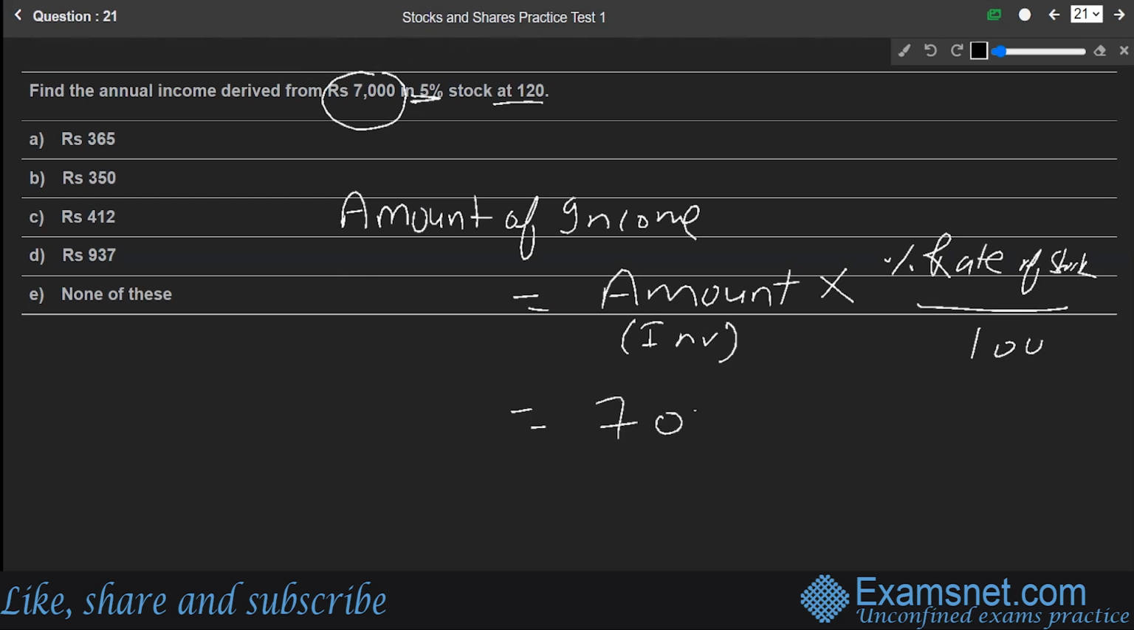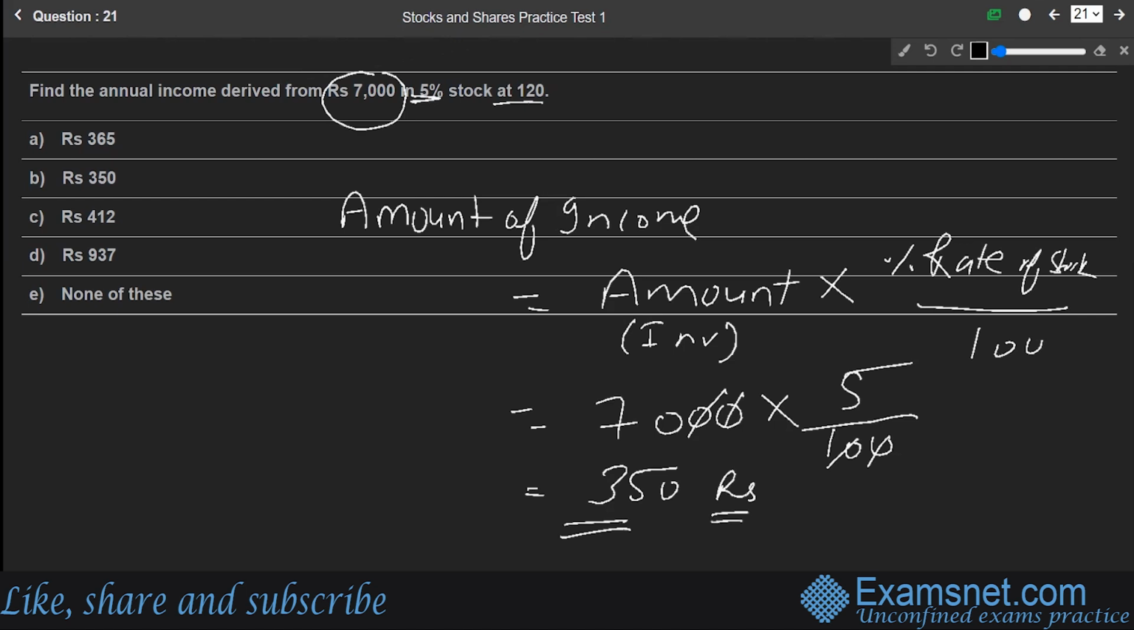So the amount of investment is simply 7,000, and the rate of stock percentage is 5 by 100. So for each 100 rupees share they are giving 5. So how much they are giving for 7,000 rupees invested. This is how we can directly also relate. And if we solve this, we can cut down the zeros and we can easily multiply 70 into 5. That is simply 350 rupees. So that is the income of rupees 7,000. Option number B becomes the right answer.